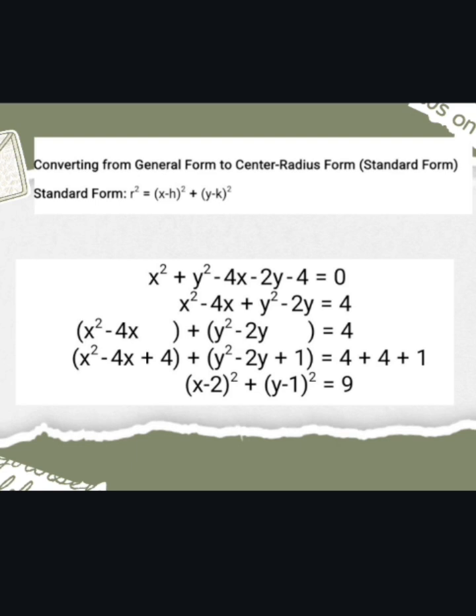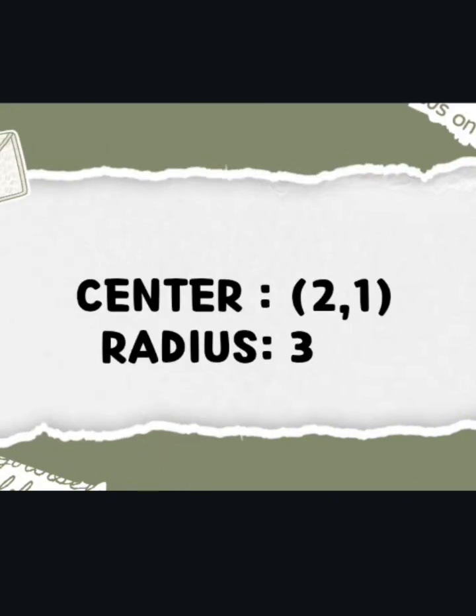So, our center is h is 2, then k is 1. So 2 and 1 is the center of the circle, then the radius is 3. If we plot it back, the h is 2, so it goes back to x minus 2 squared plus y minus 1 squared is equal to 9. So that is our center and our radius.